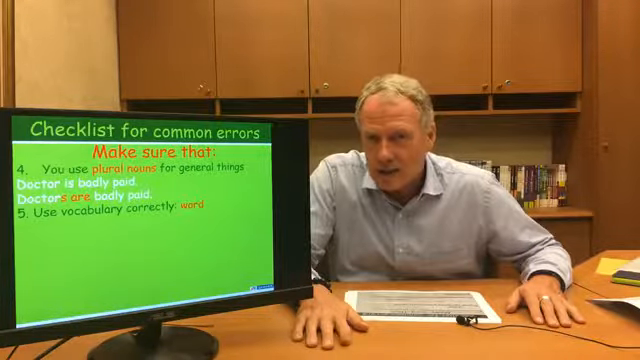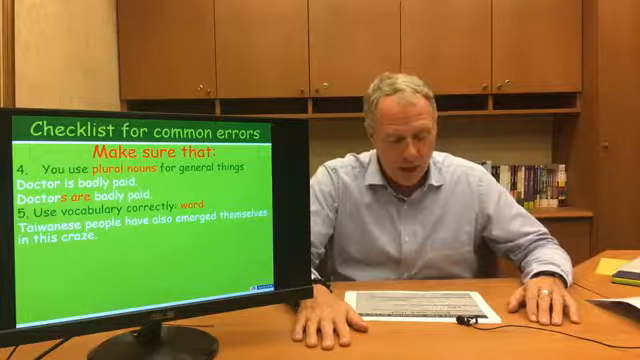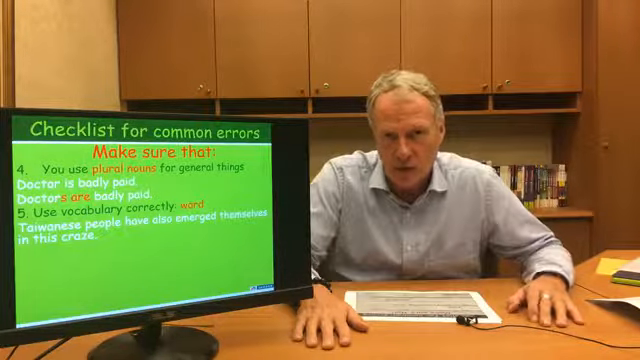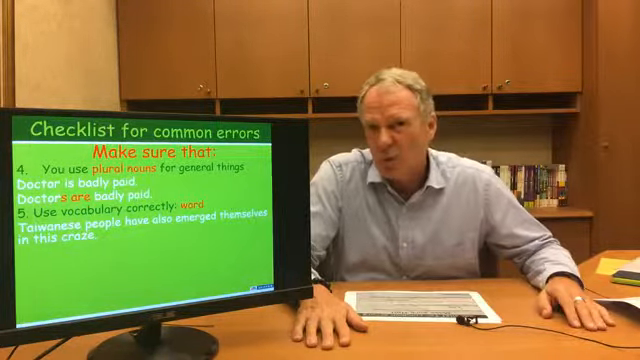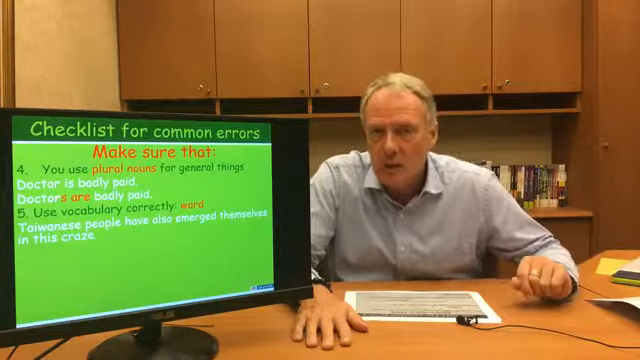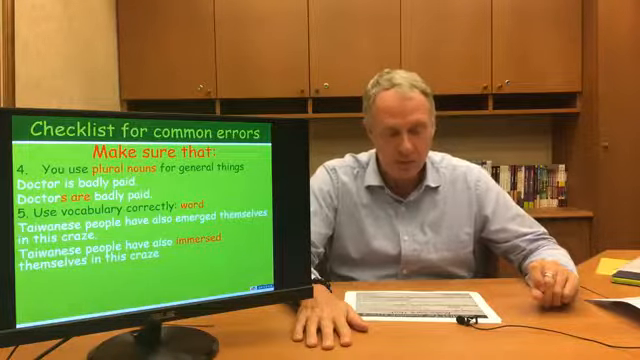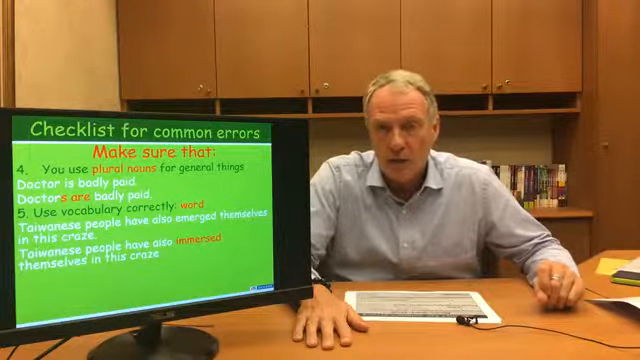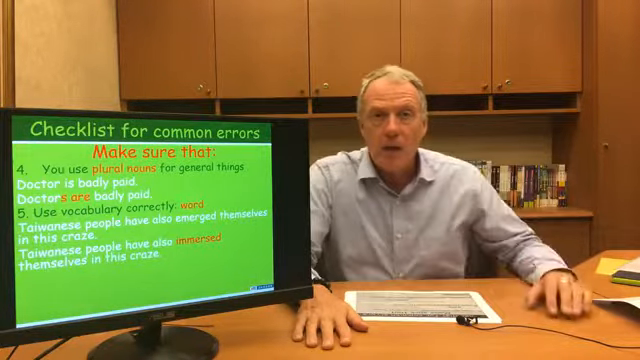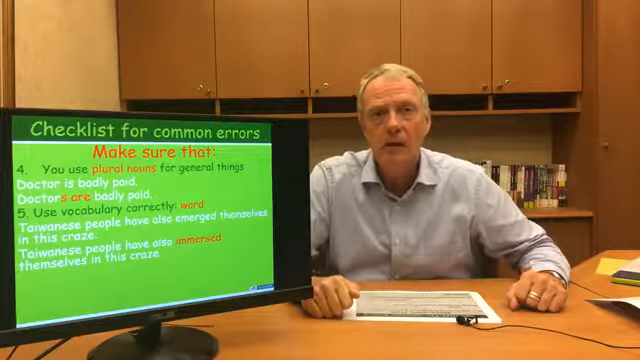Let's look at an example. Here you can see a wrong example. Taiwanese people have also immersed themselves in this craze. Now, when I read this sentence, I don't know what this means because immerse is the wrong word. So here's the correct word. Taiwanese people have also immersed themselves in this craze. So we can see the word immerse and emerge. So what's the difference? Well, emerge means coming out. And immerse is the opposite.